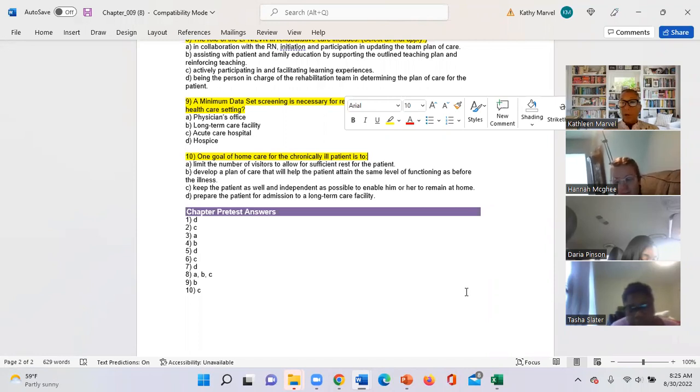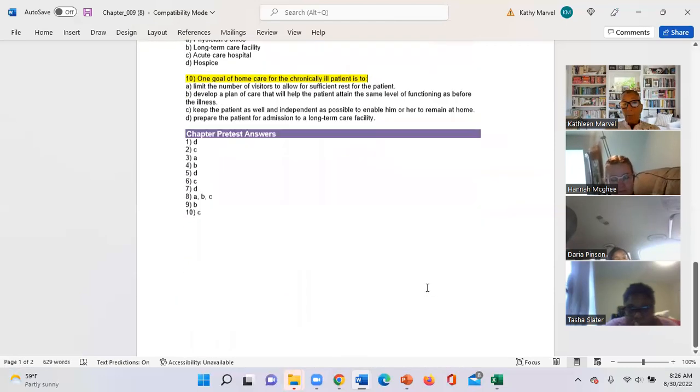Right. And we want them, if they want to remain at home, we want to do everything for them to try and have them remain at home, correct? Because where are patients most comfortable being cared for? At home, right? So we try and have them as independent as possible so that they can remain at home.